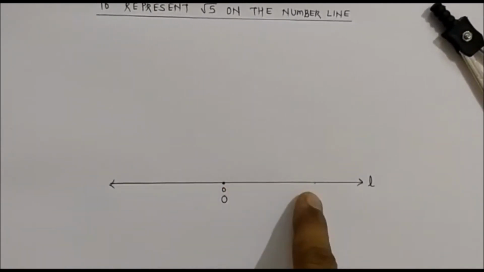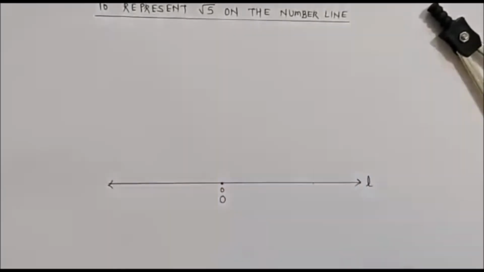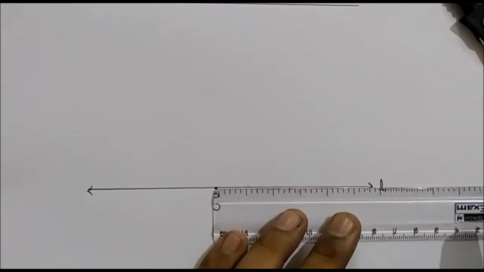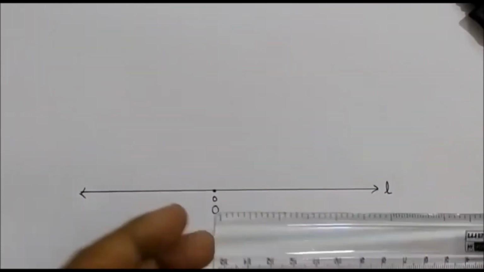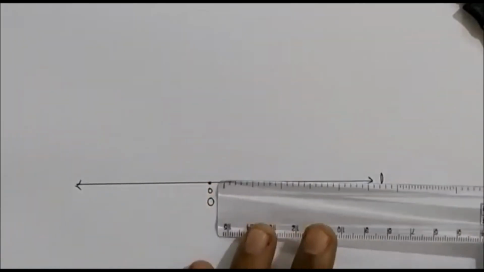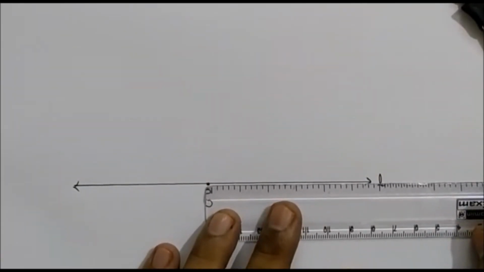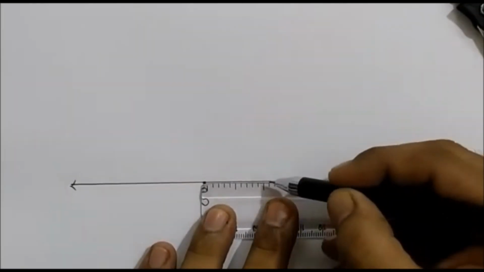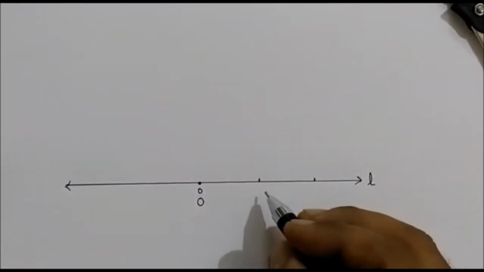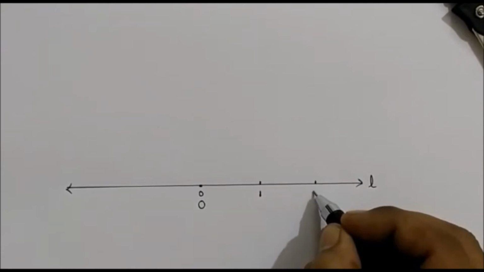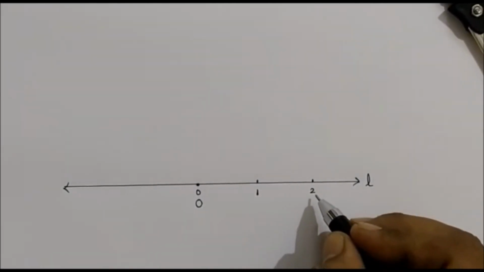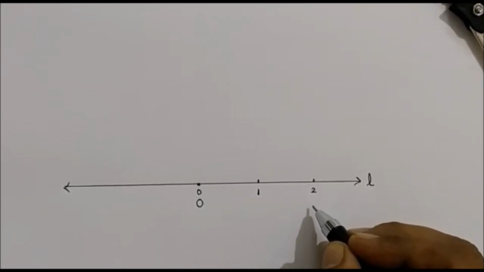Then on the right side, we are going to represent root 5. So on the right side, by using the scale, you can take distance. This is 1 inch and this is 2 inch. Mark this as 1 and this as 2, and at 2 you are going to mark point A.